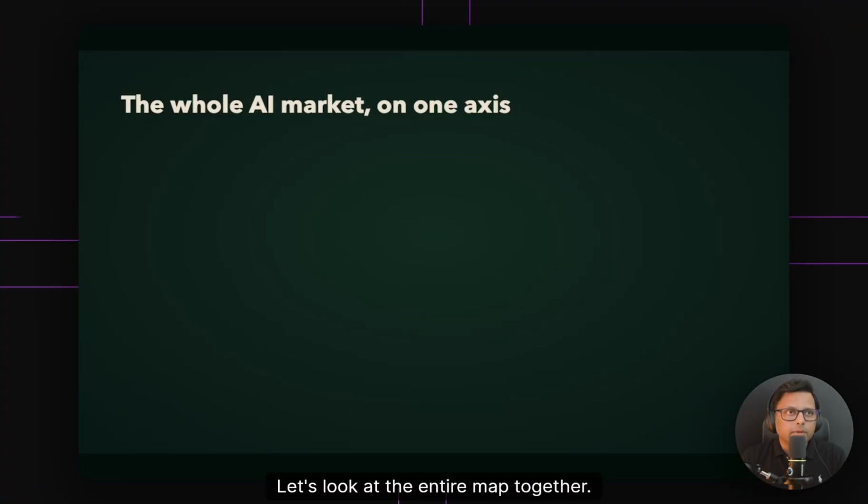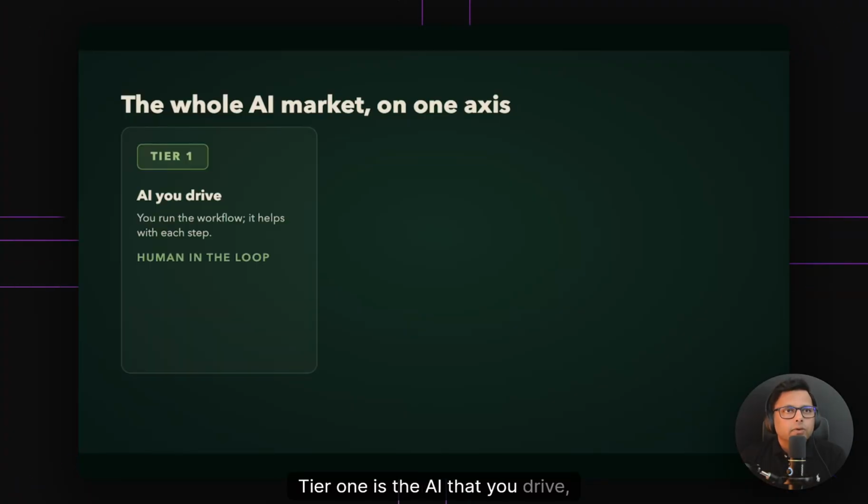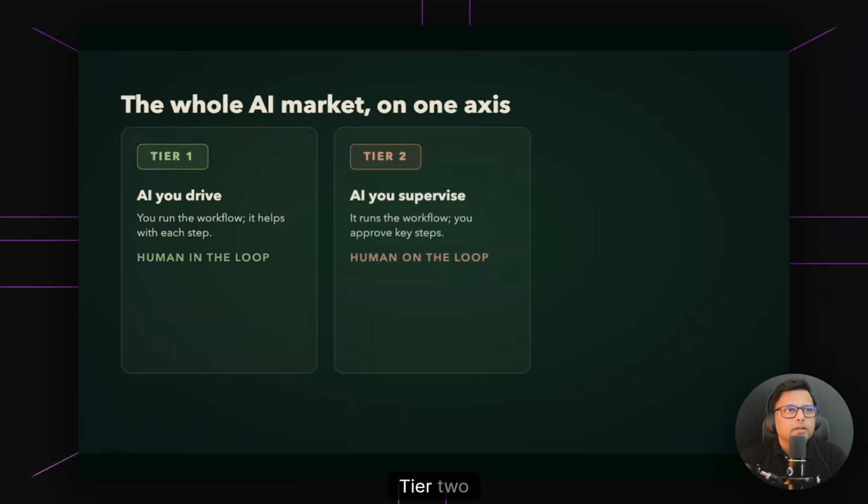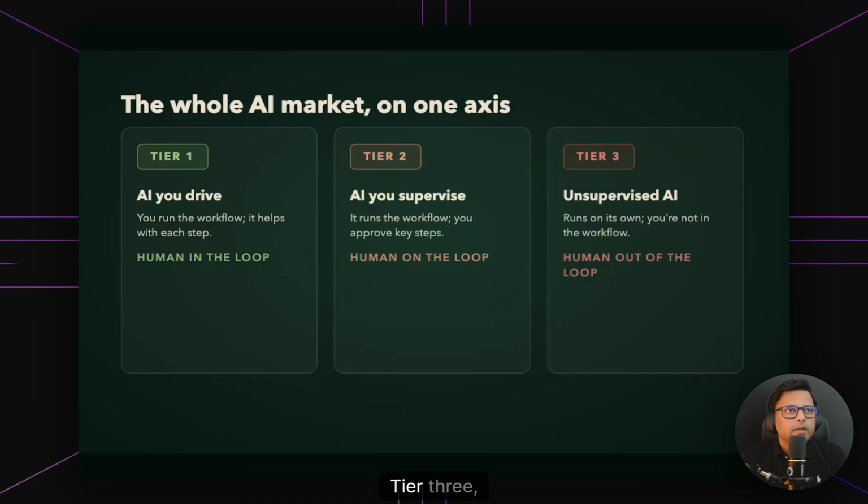Let's look at the entire map together. Tier 1 is the AI that you drive. The workflows are assisted. Tier 2, AI drives and you supervise or review. Tier 3, the AI runs all alone, unsupervised.